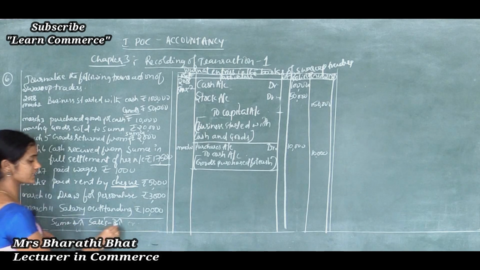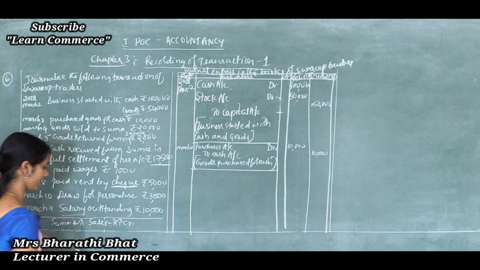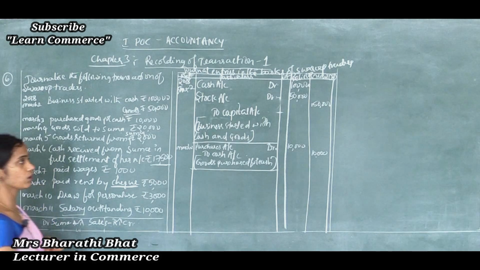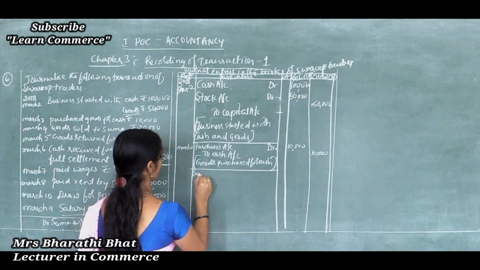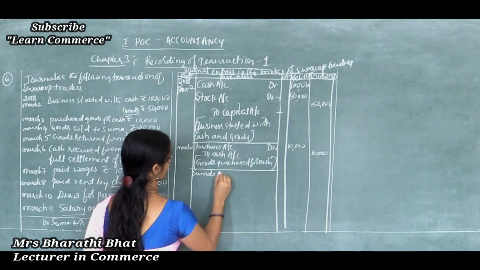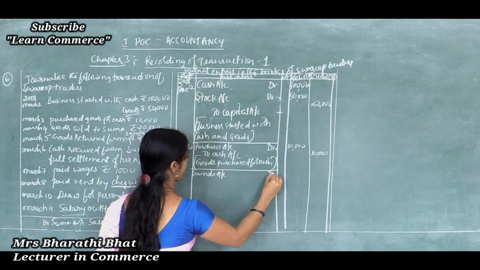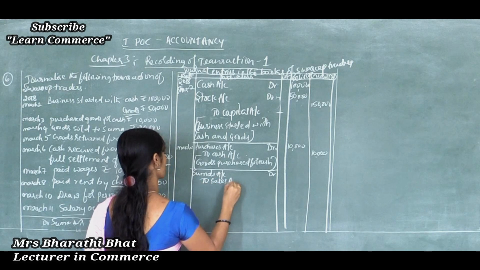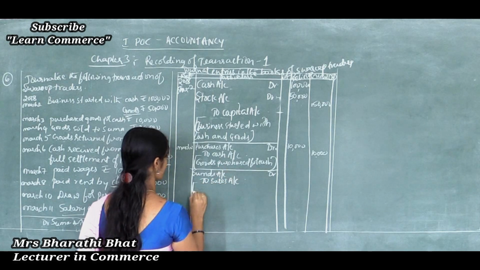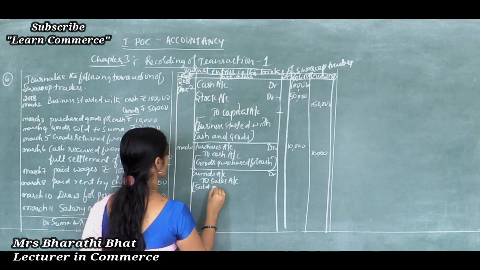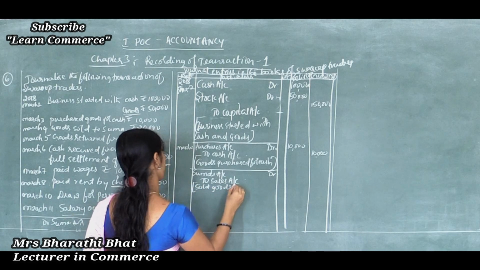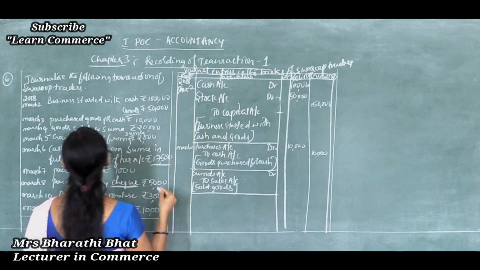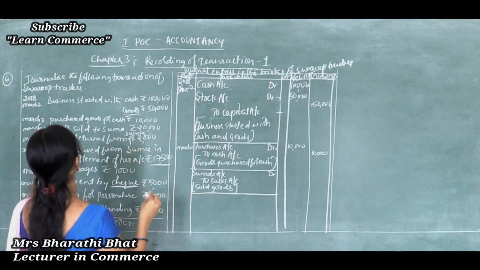So increases in revenue is to be credited. Increases in asset is to be debited. So, Suma's account debited to sales account. Sold goods. Date March 4.